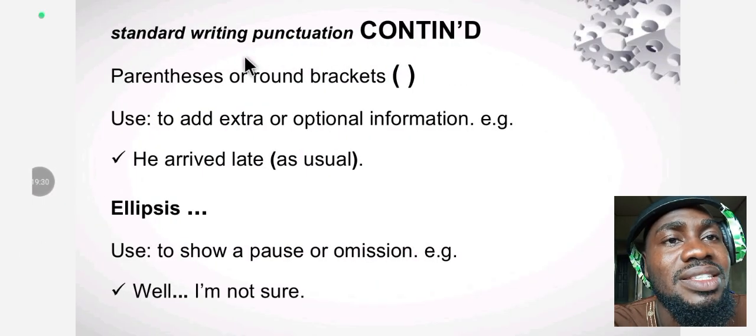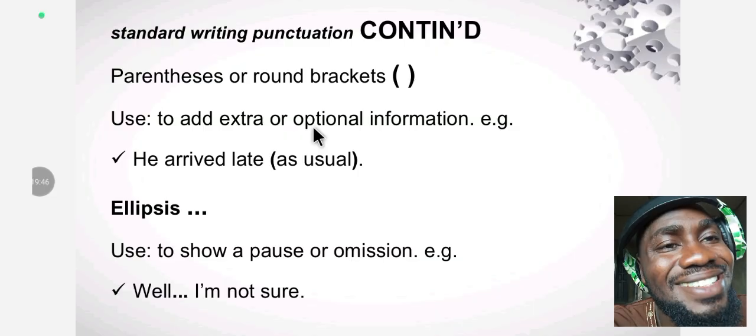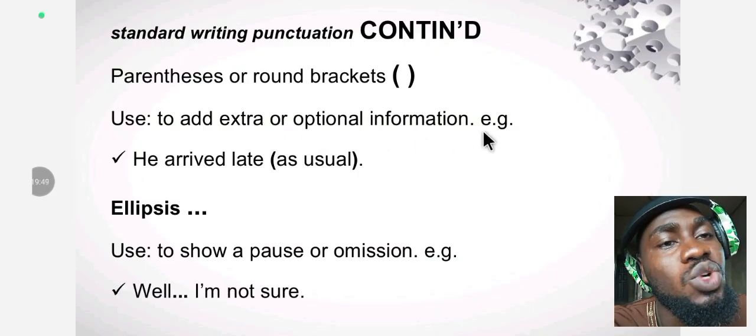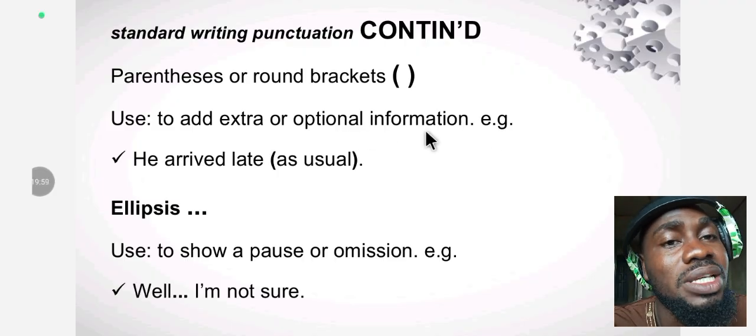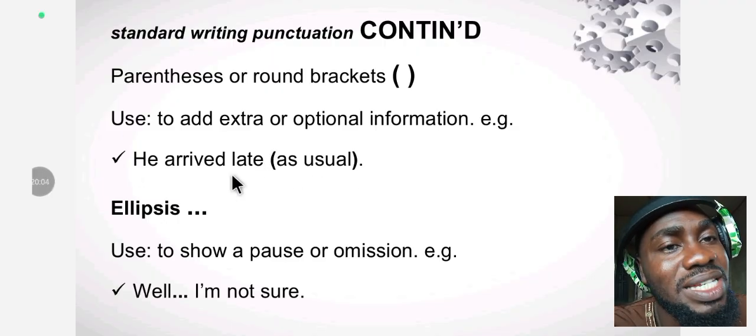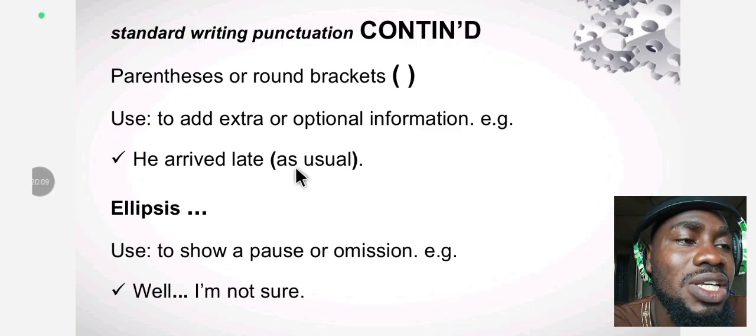Still under the standard writing punctuation, the next we have here is parenthesis or round brackets. This is the sign of the parenthesis or round bracket. What is it used for? To add extra or optional information. You can decide to look at the information, or you might as well decide not to see the information. That's what it means by optional information. For example, he arrived late (as usual). Whether you want to read 'as usual' or not is optional.